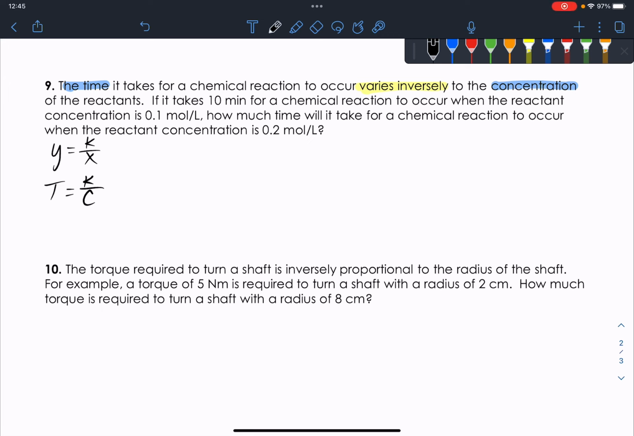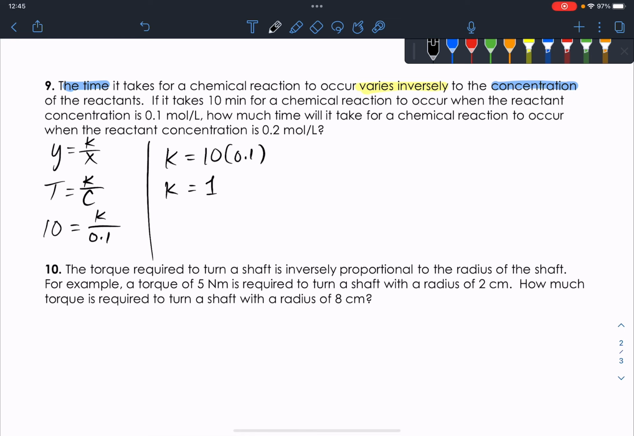So if it takes 10 minutes for a chemical reaction to occur when the reacting concentration is 0.1 moles per liter, that means the time is 10 when our concentration is 0.1. So here, to figure out the value of K, we're going to multiply 10 with 0.1, which is going to equal a total of 1. So those two things multiply, and we get 1.